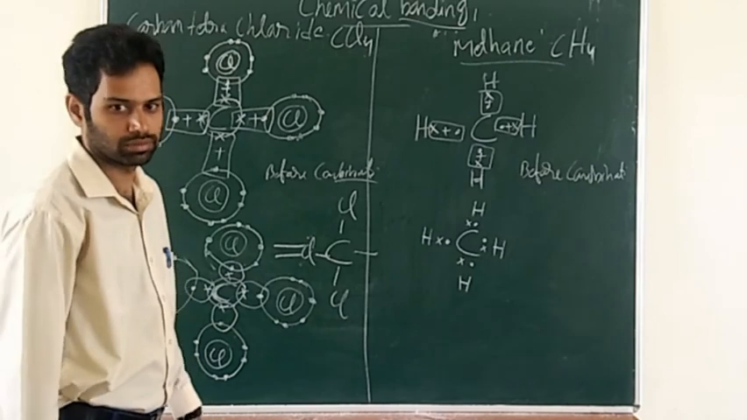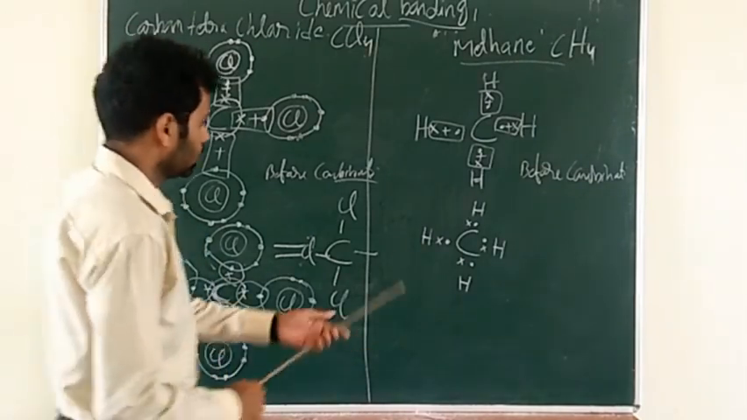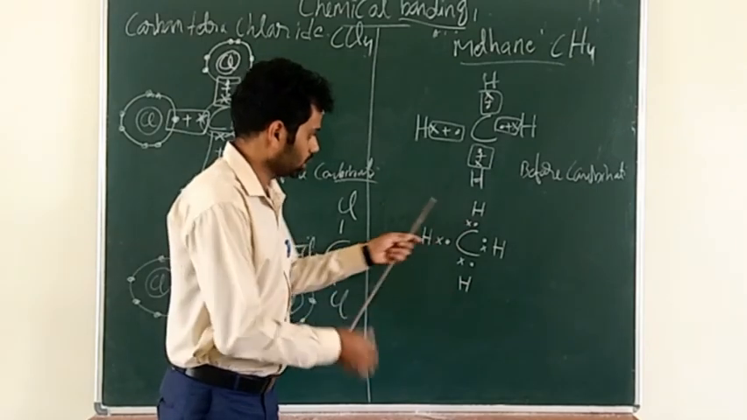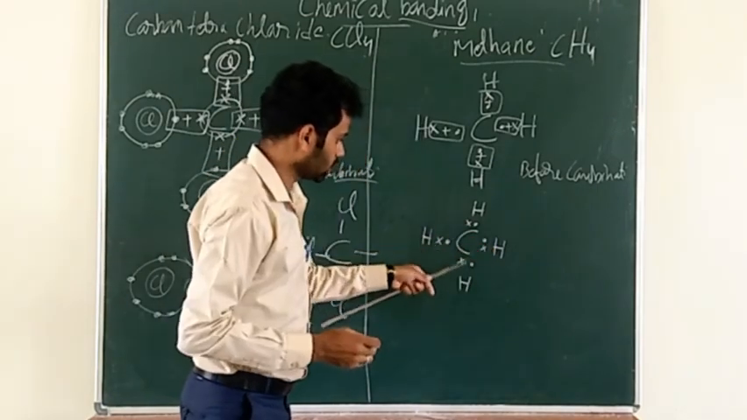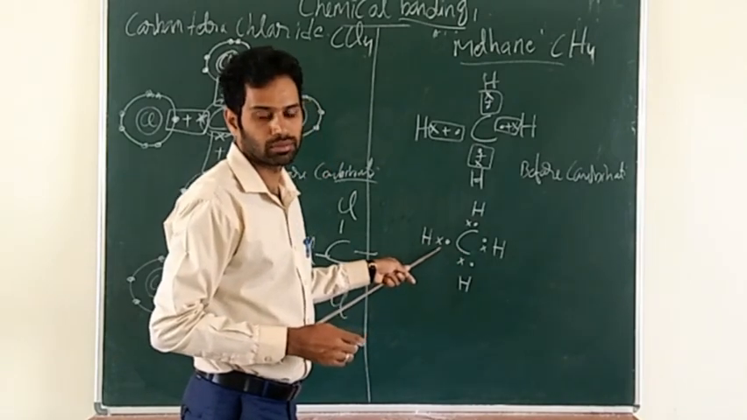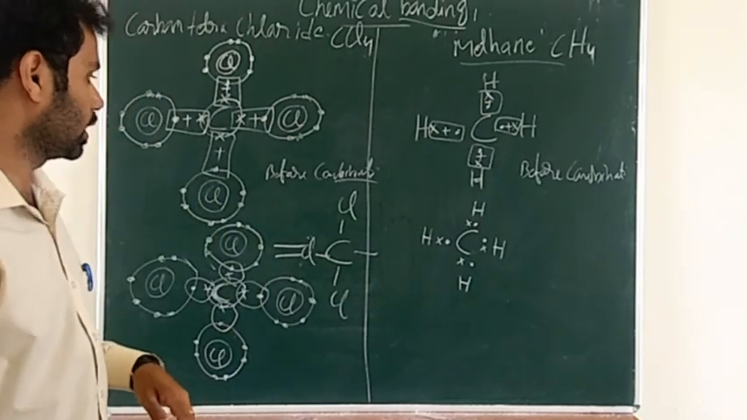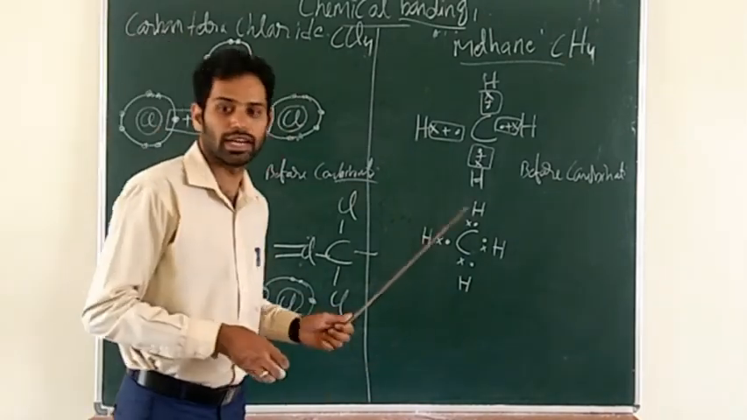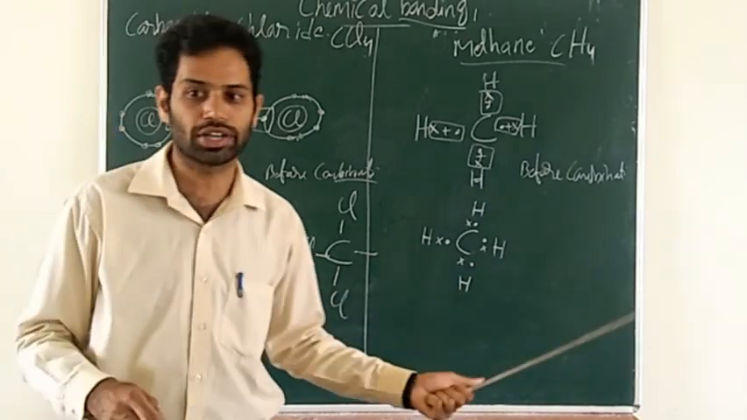After combination, carbon is octet. How duplet? Look at that, carbon is octet. Here look at the electrons: 2, 4, 6, 8 electrons are there. Carbon is in the octet state, not the duplet state. Again, don't get confused. Only hydrogen attains the duplet state. Hydrogen duplet state, carbon octet state.